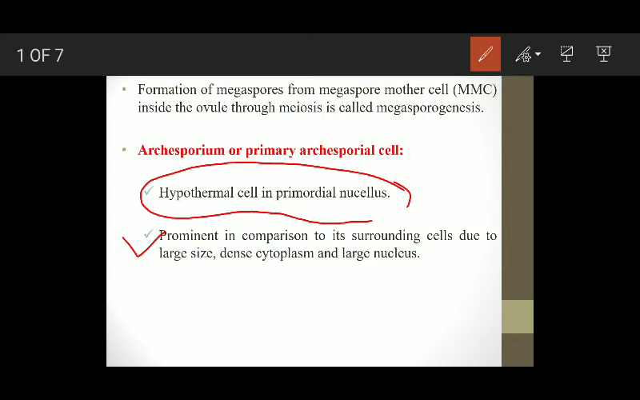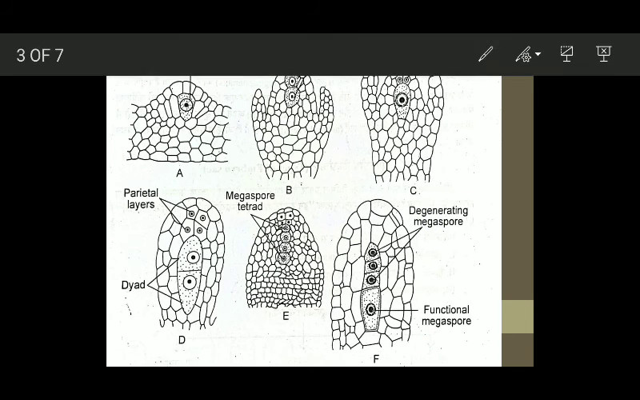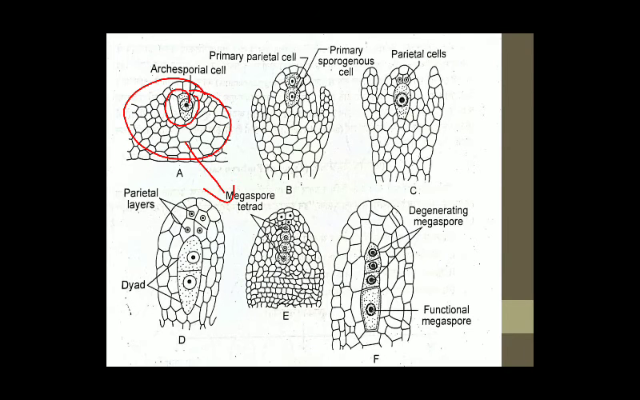The archesporium or archesporial cell is prominent in comparison to the surrounding cells because of its large size, dense cytoplasm and a large nucleus. Here you can see this is the nucellus, I mean the developing ovule. This cell is the archesporium or primary archesporial cell. It has a large size, a large nucleus and a dense cytoplasm as compared to the rest of the cells. That is why it is easily distinguished from the surrounding cells.